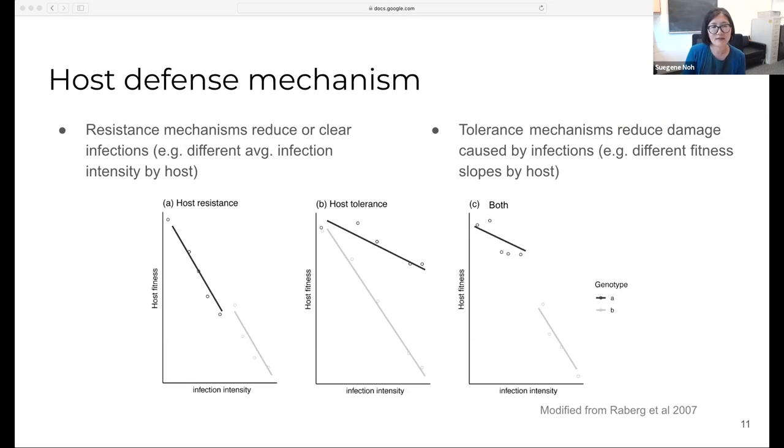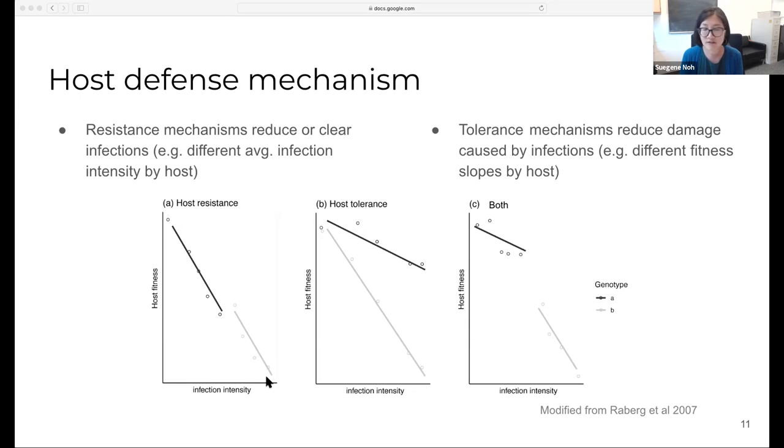To give you a framework to think about the figures that I'm going to show you next, let's talk a little bit about host defense mechanisms. Largely we can classify the defense mechanisms that occur in a host in response to any sort of infection into 2 large classes: resistance and tolerance. When we have resistance, a host is trying to reduce or potentially completely clear the intensity of an infection. So you tend to see variation along the infection intensity axis.